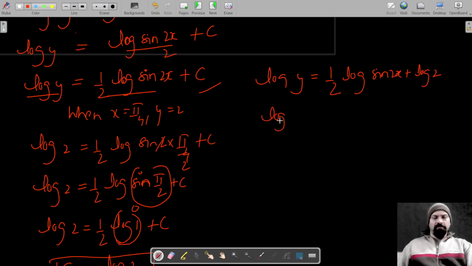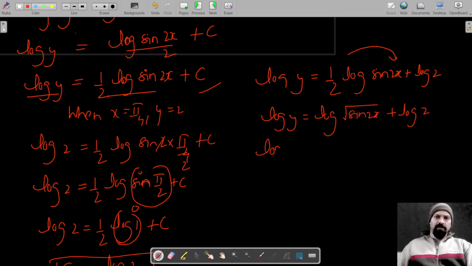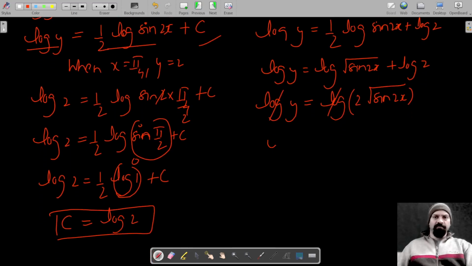And I can write this as log y is equal to, if we take the half as a power, log of under root sine 2x plus log 2. And now this can be written as, since log a plus log b is log ab, y is equal to 2 into under root of sine 2x. So y is equal to 2 under root of sine of 2x.